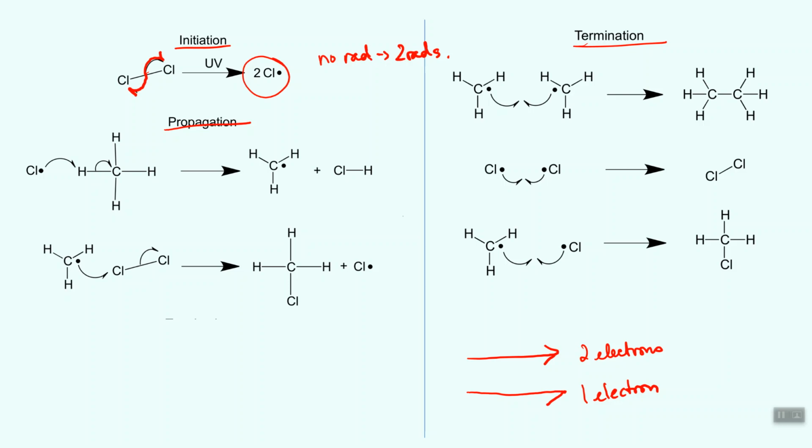In the propagation step, whatever you have before the arrow, you're going to have after the arrow. So here you have one radical, and after the arrow, you also have one radical. These can actually propagate over multiple reactions before it actually terminates. So the propagation step can be quite complex.